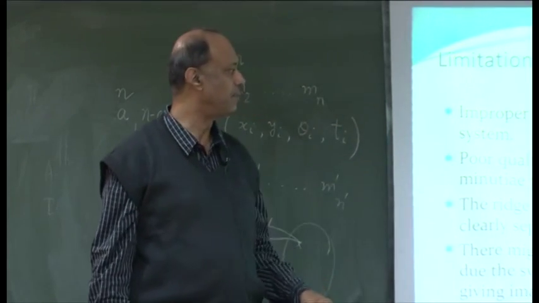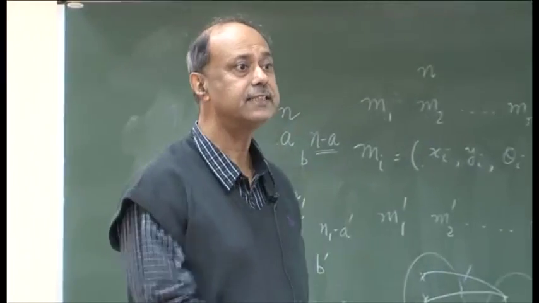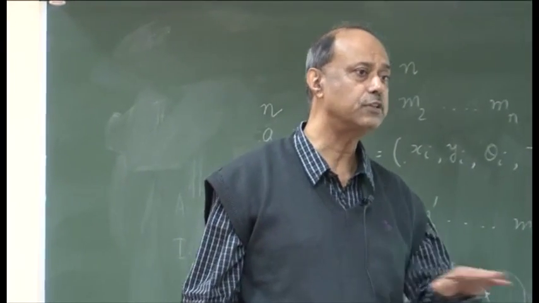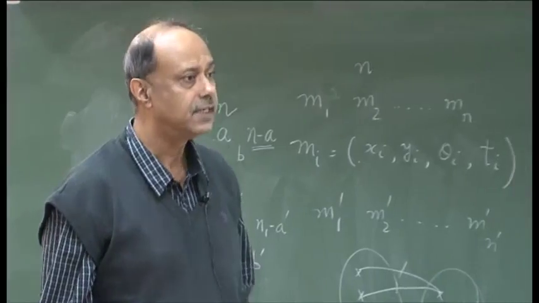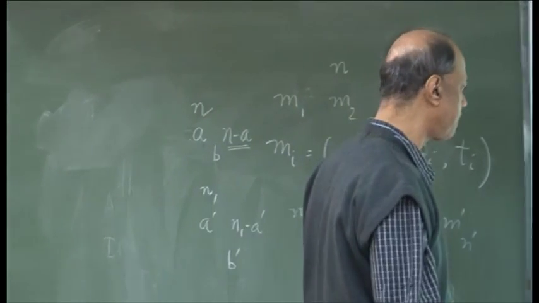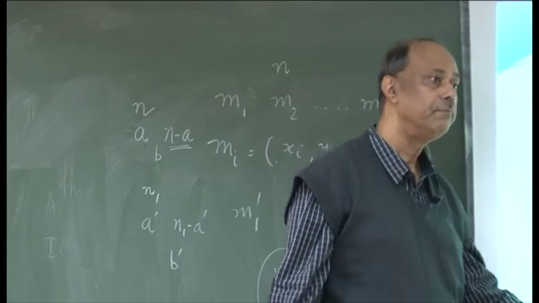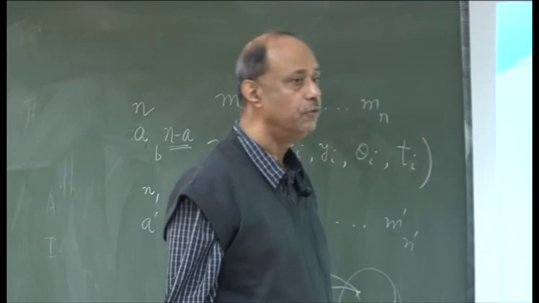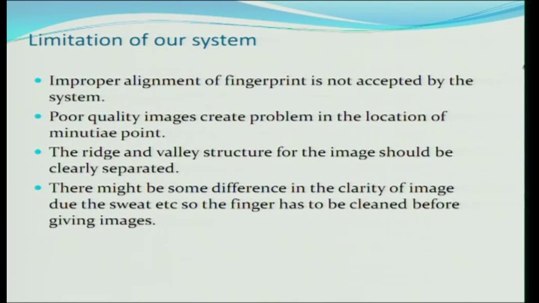The valley structure of the image should be clearly separated, but that is the smudged one. Sometimes because of ink, it covers the valley part. Then because of weather, you may find that images are distorted. So, it is not possible to extract the minutiae points. So, your primary aim is to extract the minutiae points first, efficiently. Once you can extract the minutiae points, you are through. The rest of the thing is very simple.